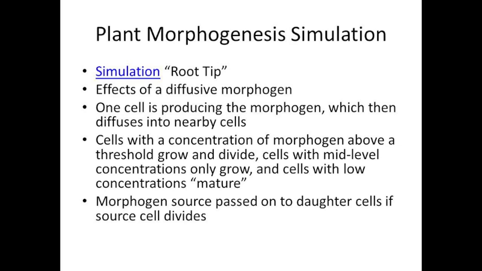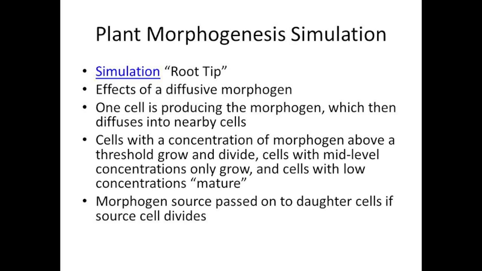In this simulation, what they have is a single cell with a morphogen being produced right here. This morphogen is diffusing into nearby cells at a certain rate based on their kinetic model. Cells nearby that have a high concentration of this morphogen grow and divide. When that concentration diffuses away and lowers, they just begin to grow but no longer divide. And when that concentration reaches a lower threshold, they stop growing altogether. Even though this isn't modeling anything specific, it's very similar to root tip growth, so you can look at it that way. And it's interesting if you watch it for a little bit.